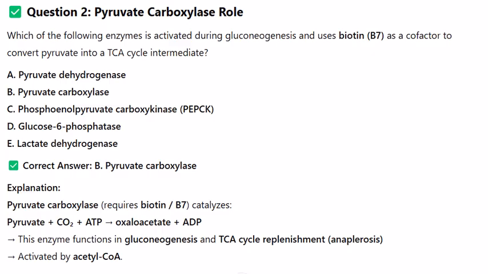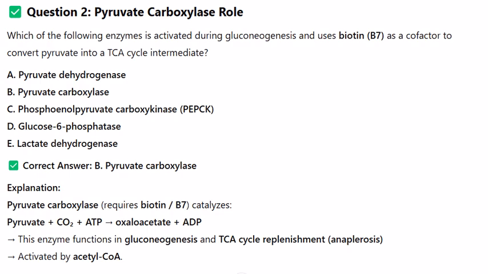Pyruvate carboxylase requires biotin, B7, and catalyzes pyruvate plus CO2 plus ATP to oxaloacetate plus ADP. This enzyme functions in gluconeogenesis and TCA cycle replenishment, anaplerosis, and is activated by acetyl-CoA.